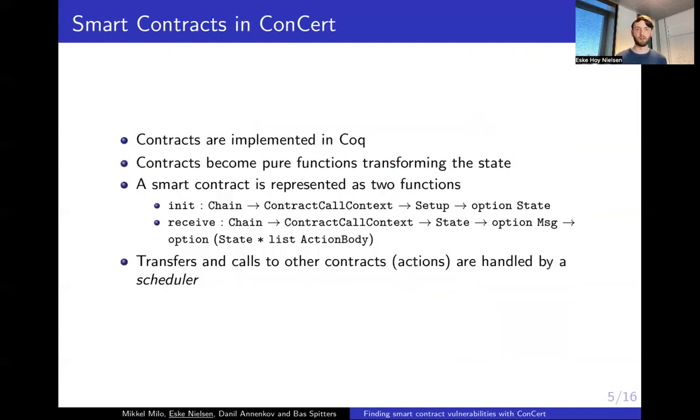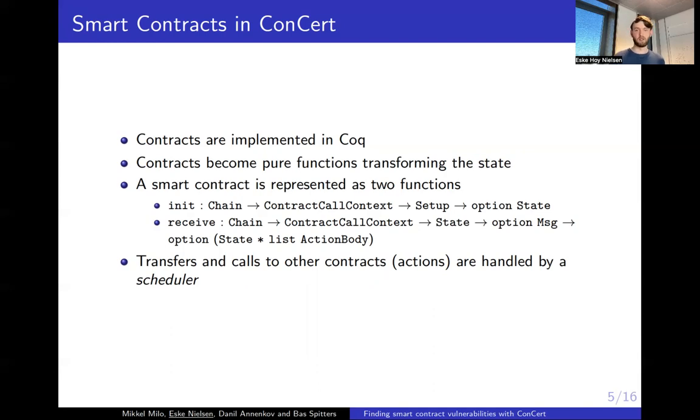Since contracts are implemented in Coq, they have to be pure functions. And this is also the approach that is used by many functional smart contract languages. This means that they become pure functions transforming the state, and as such, a smart contract is represented by two functions, an init and a receive function. The init function takes some context and some initial variables and produces a first state for the contract, and is called when the contract is deployed.